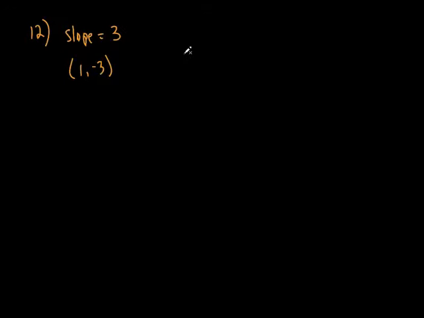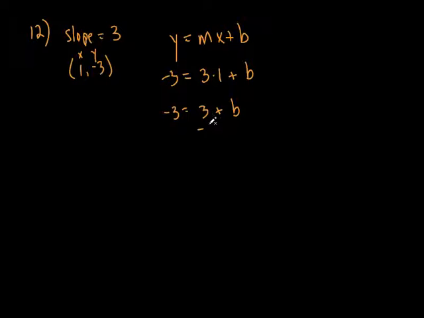So what are you going to do with this? Just going to plug and chug, aren't you? I'll do this a little faster, okay? I said I wasn't going to, but I will. But we'll do it real quick. So y is -3 equals m, which is 3, times x, which is 1, plus, do I know the b? Nope. And now you just solve for b. -3 equals 3 plus b. Subtract 3 from both sides. b is, what's -3 minus 3?